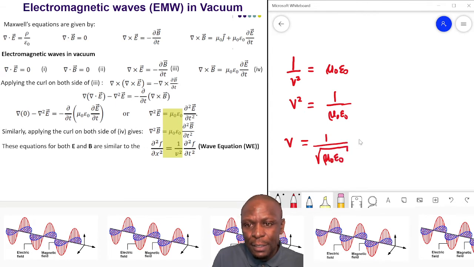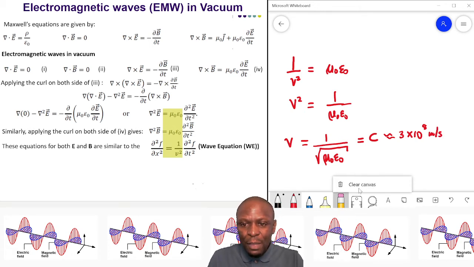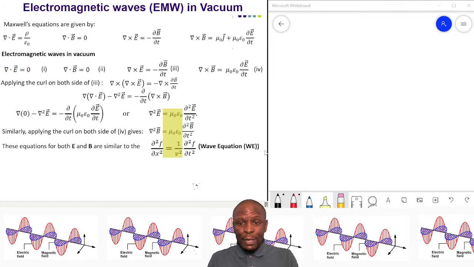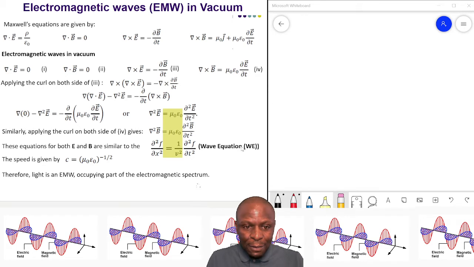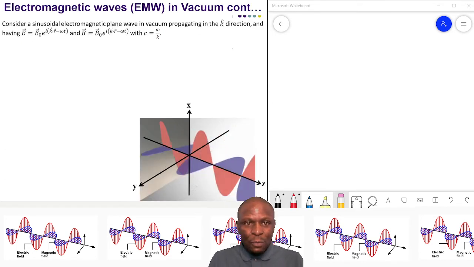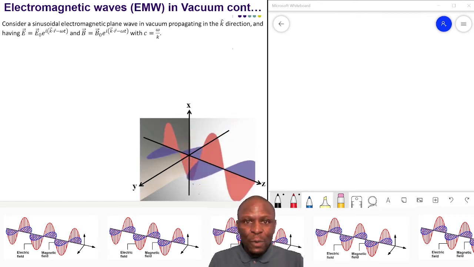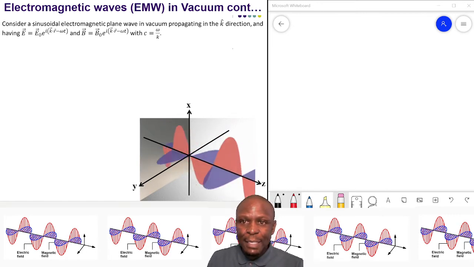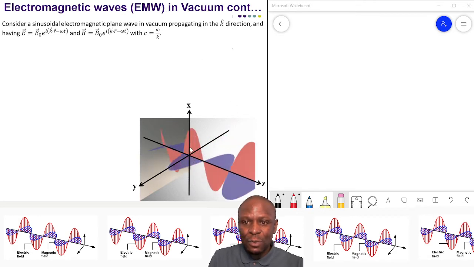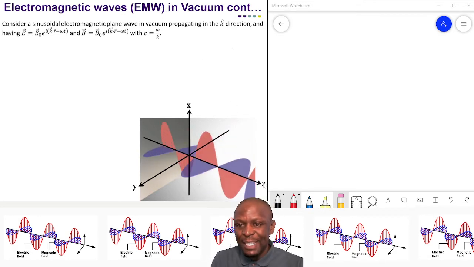And this is nothing else but equal to c, the speed of light, which is roughly 3 times 10 to the power 8 meters per second. So that is the speed of light. Therefore, light is an electromagnetic wave occupying part of the electromagnetic spectrum. For example, let us consider a sinusoidal plane wave in a vacuum propagating in the k direction, or in the z direction.